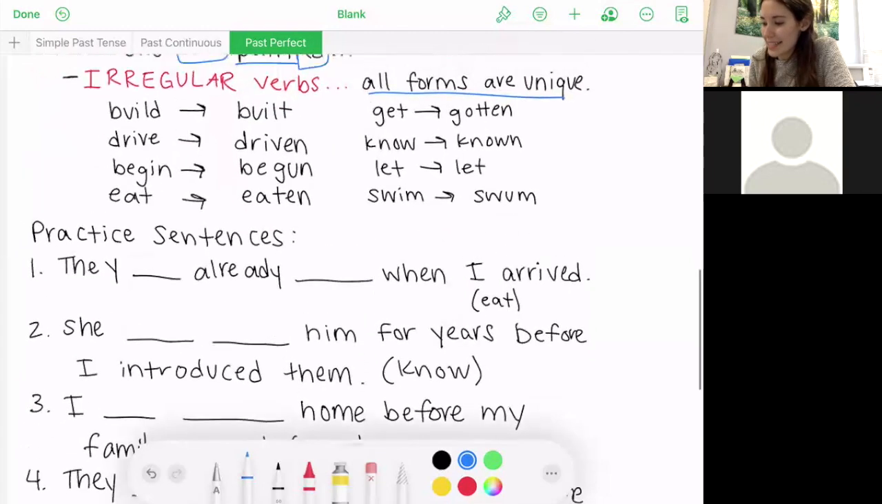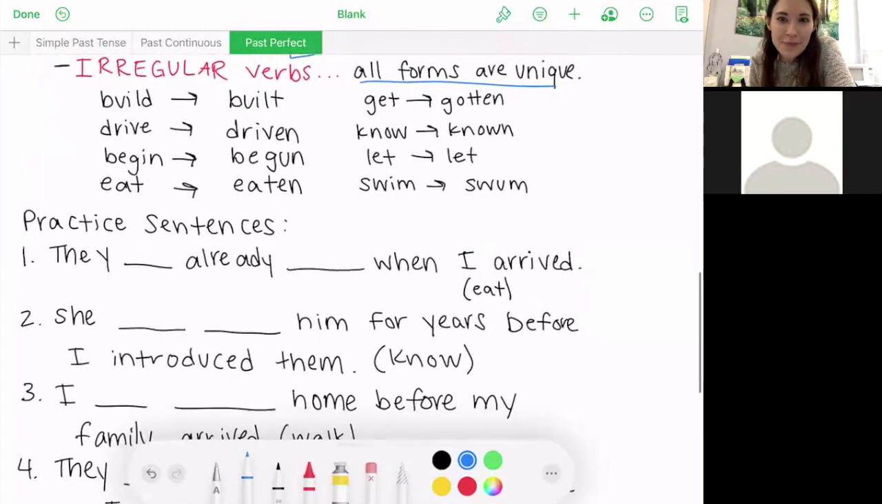Let's do some practice sentences, and I'll keep some of the irregular forms and I'll clue you in to some of the ones that are irregular. So let's practice with these 5 sentences. They blank already blank when I arrived. The verb we want to use is eat, and this is an irregular verb.